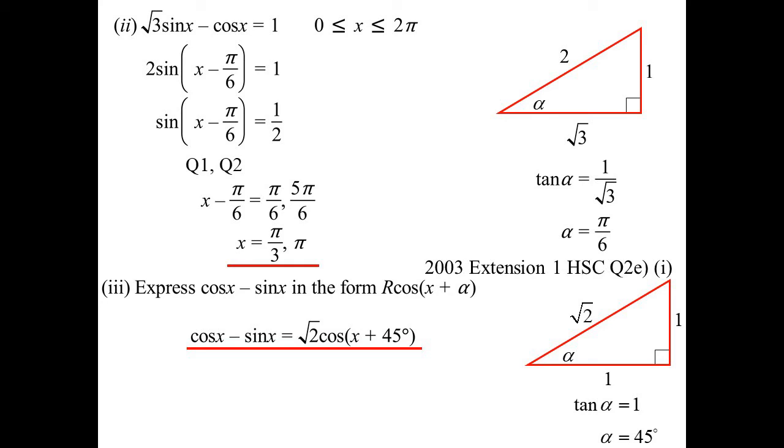Sometimes what they might do is, instead of getting you to solve an equation, they might get you to draw the graph, y equals cos x minus sine x. Which, when you think about it, oh geez, 2 graphs, I'm subtracting them, but you turn it into one trig function, a lot easier to draw.